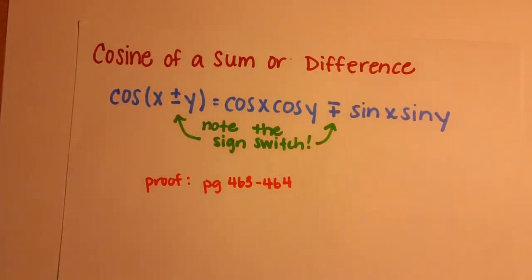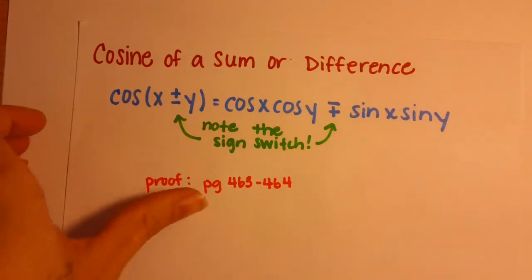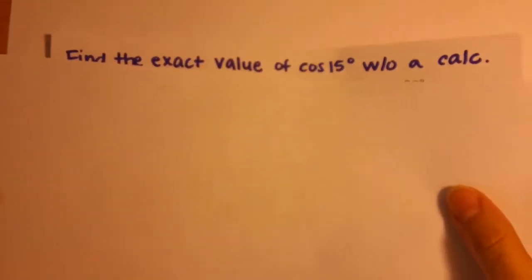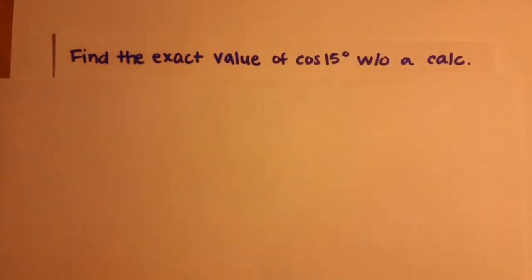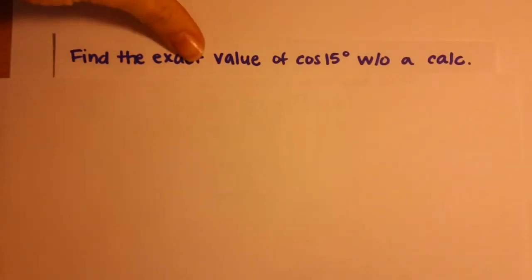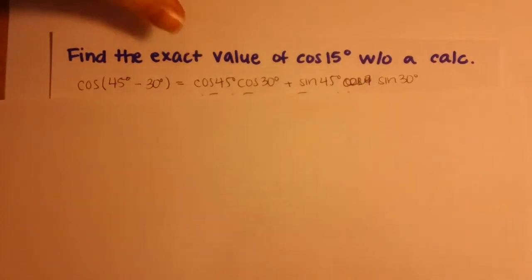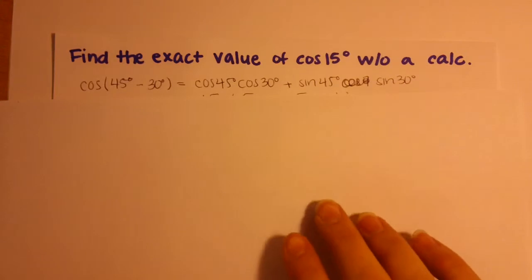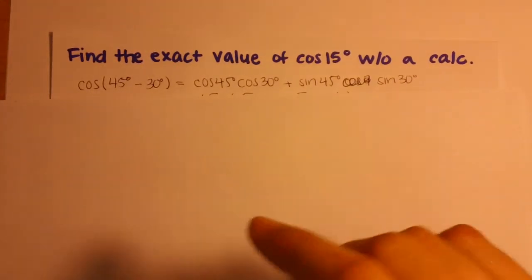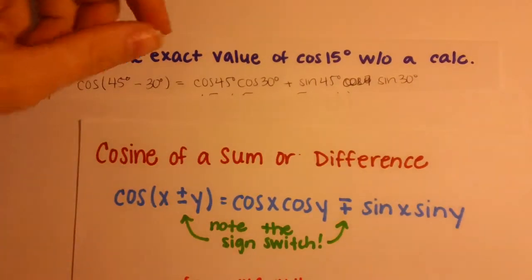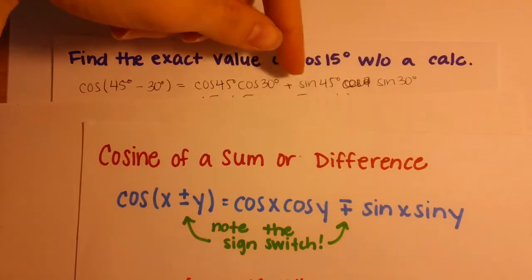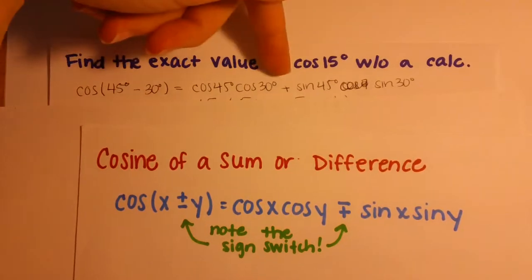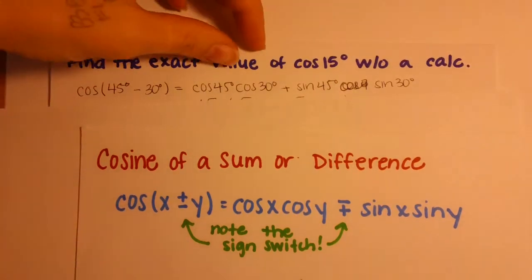So now let's look at an example. We want to find the exact value of the cosine of 15 without a calculator. So we have to figure out what angles we're familiar with that add or subtract to 15. We can use the cosine of 45 minus 30. Then we plug it into the formula: cosine of 45, cosine of 30, plus, notice the signs are different, sine of 45, sine of 30.